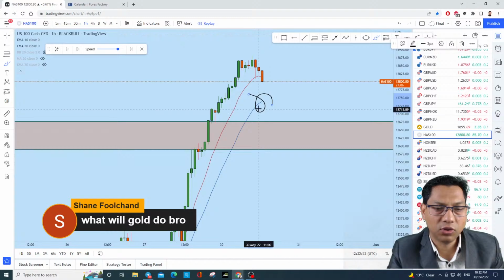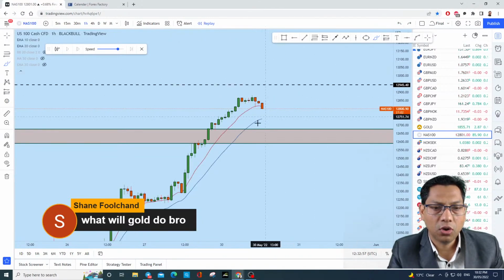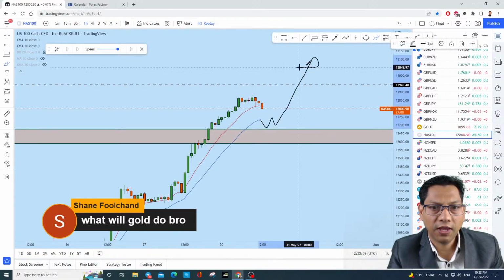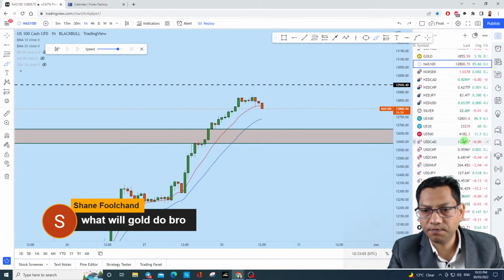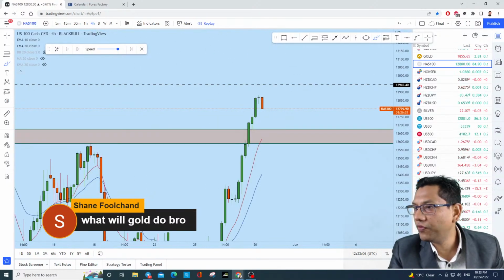If it comes back to this 20 period moving average and shows enough price action, it could be an opportunity to buy NAS 100. Okay, so this one is with NAS 100. Let me know if anybody wants to see US 100 or 30.